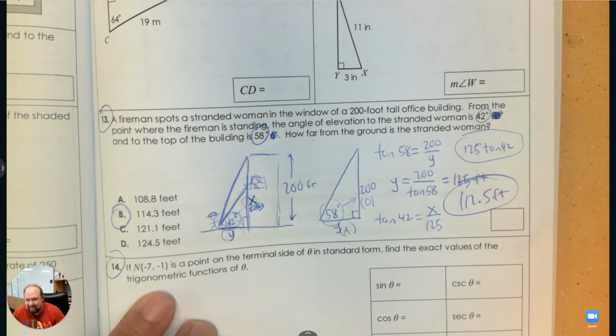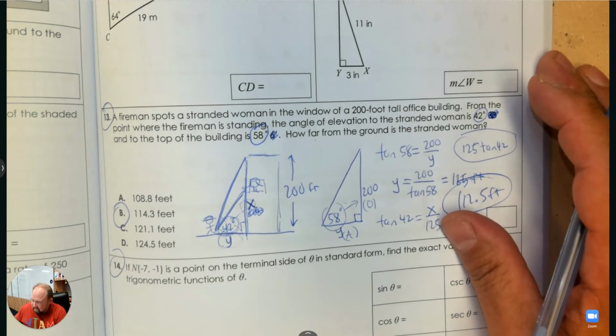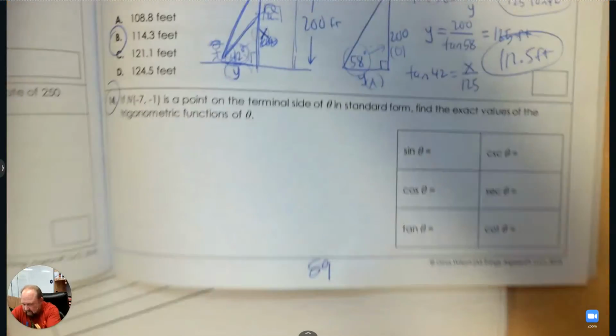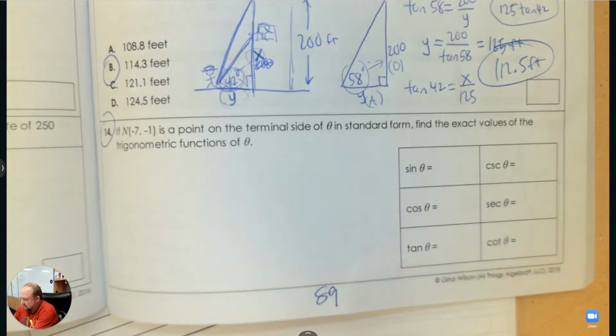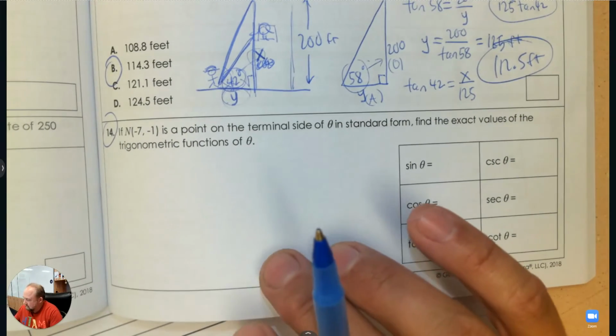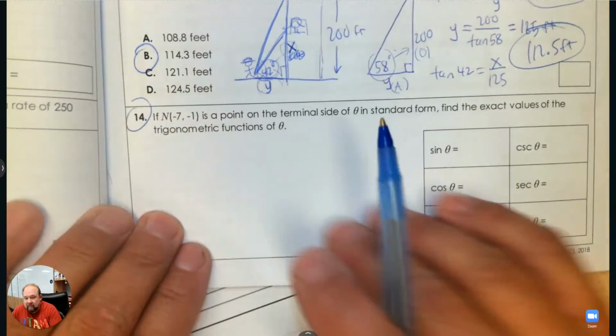All right, number 14. You're given a point. I know my phone's going off.